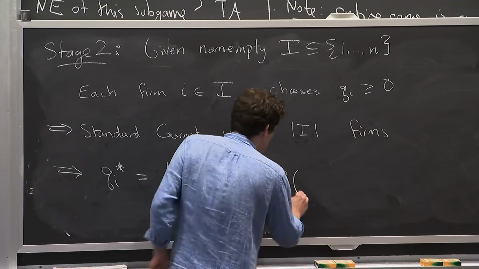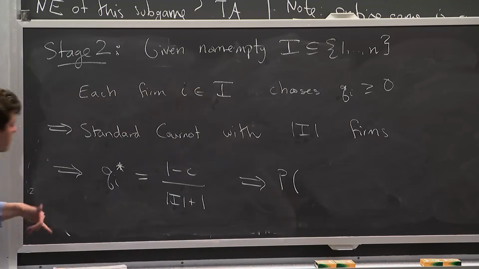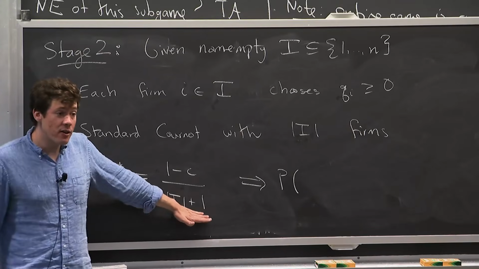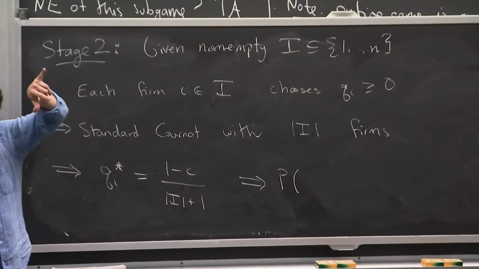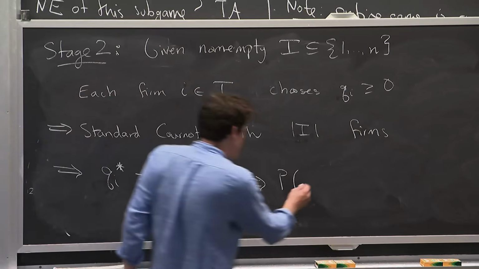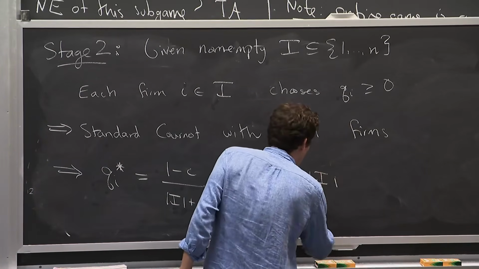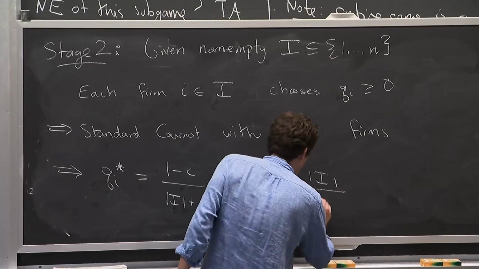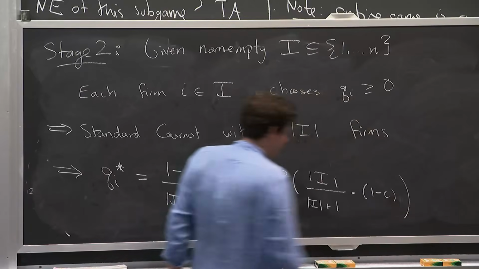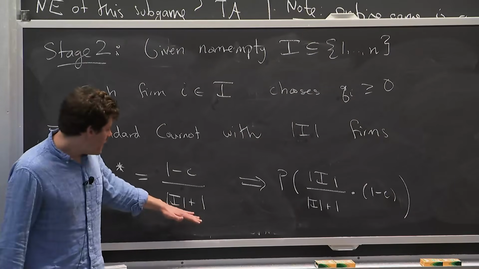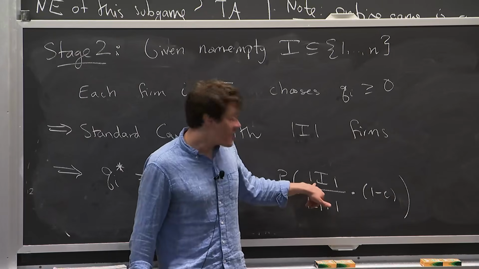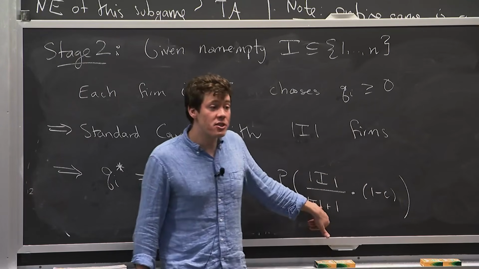So the market price is a function of the total amount produced. Each of the firms is producing this amount, but there's |I| of those firms. So the total amount produced is going to be |I| over |I| plus 1 times 1 minus c. Do you see we got this, right? Each firm is producing 1 minus c over |I| plus 1. But there's |I| firms altogether, so when we add it all up, this is the total amount produced.